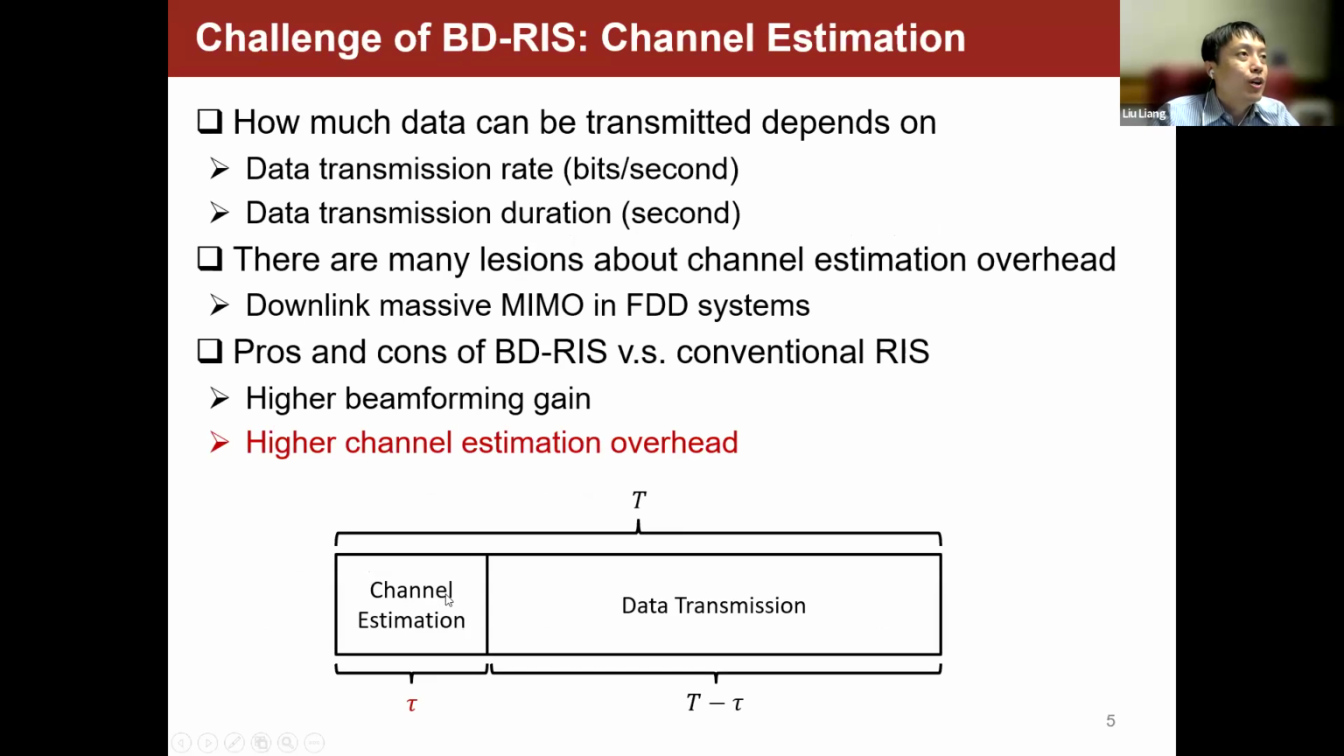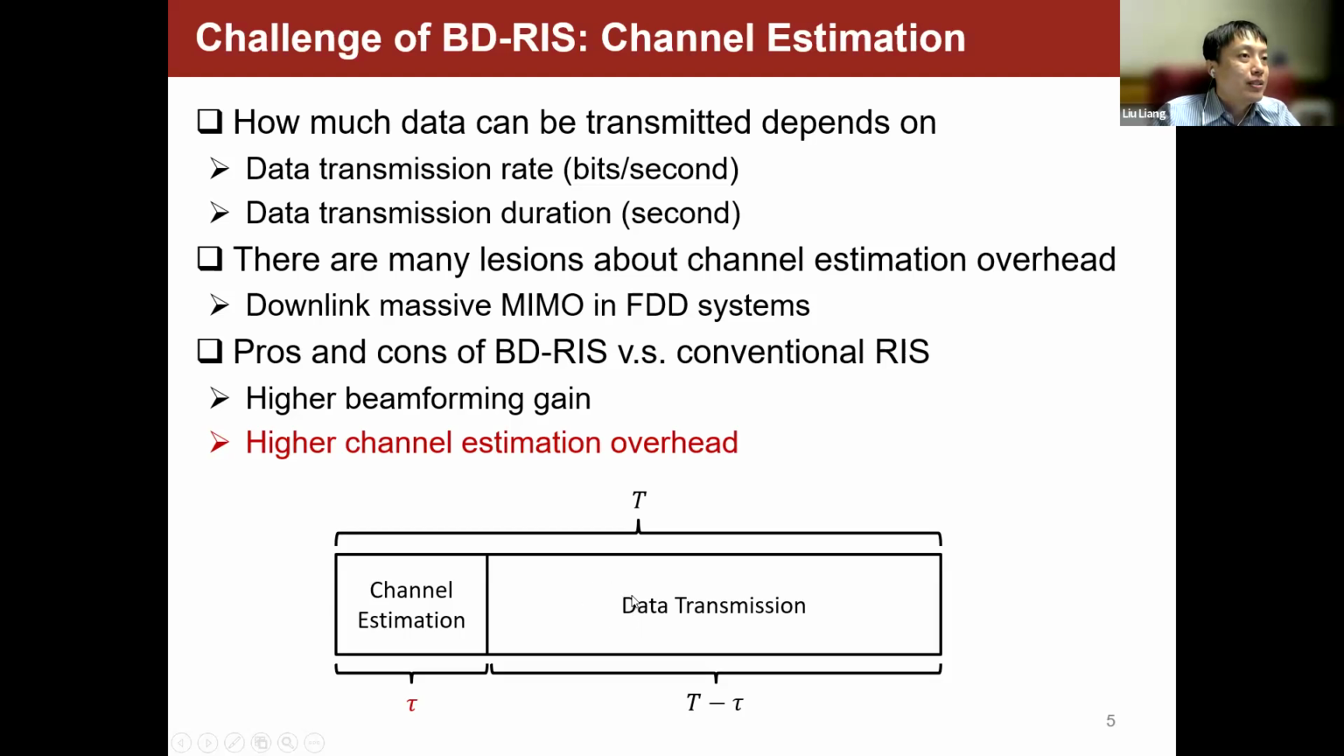After we know the channel, we can design the beamforming vectors at the RIS and at the base station. But if we just look at data transmission rate, maybe BD-RIS gives better performance, right? But the issue is that if we consider the channel estimation overhead, maybe we need to estimate far more channel coefficients in BD-RIS aided communication. Then maybe we use quite a lot of time to estimate the channel. We don't have sufficient time to do data transmission.